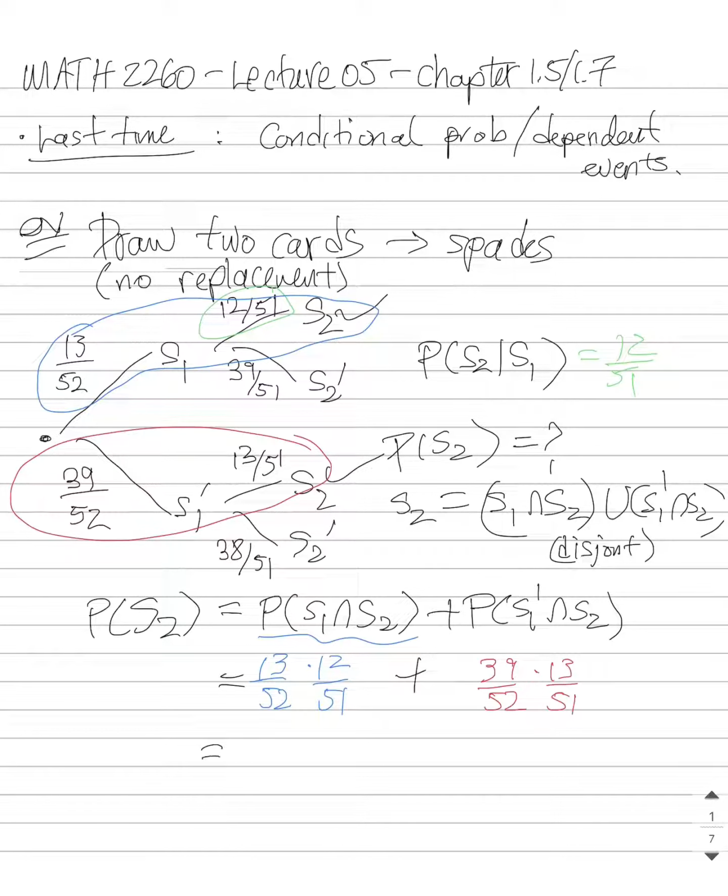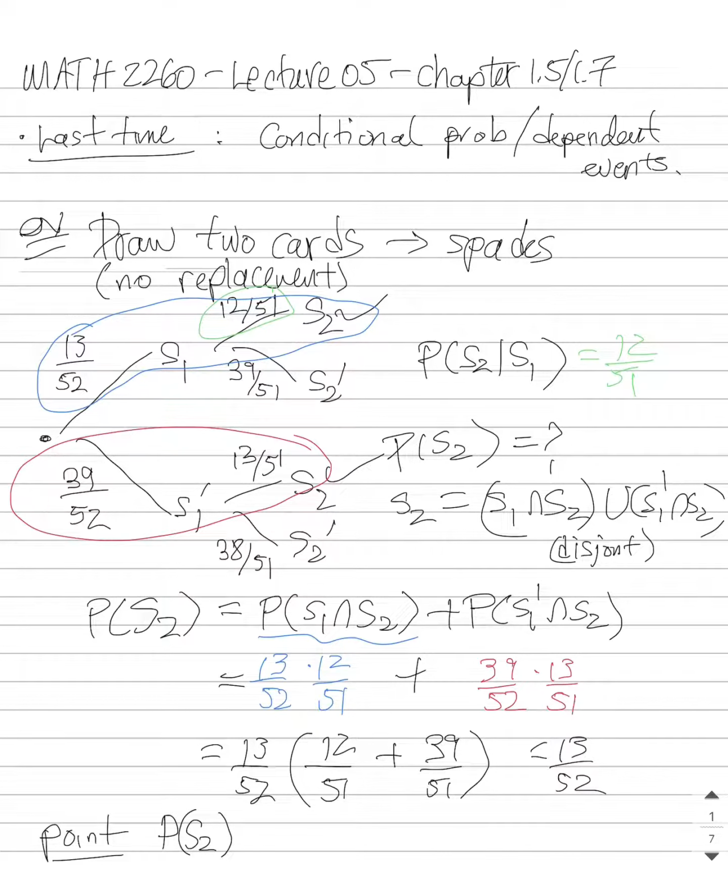Now, in each of these, there's a common factor of 13 out of 52. And if I remove it, what I'm left with is a probability of 13 out of 52, because 12 plus 39 gives me 51. And so the point here is that drawing a spade on 2, the probability of that is not the same as drawing a spade on 2, given that you've got a spade on 1. Okay, so those are not equal.